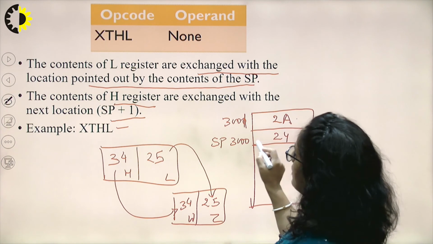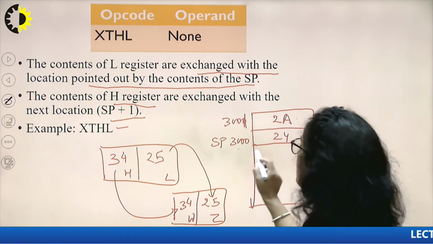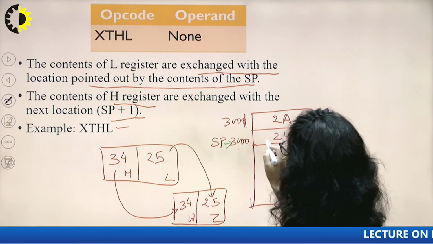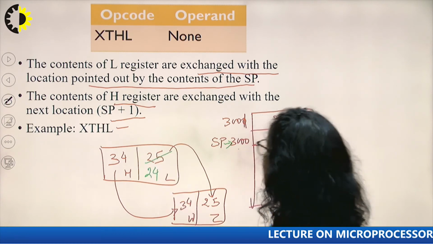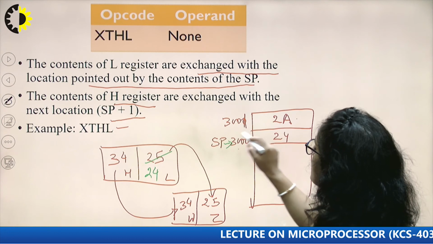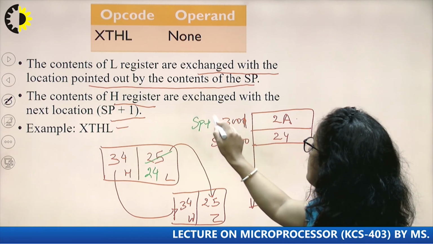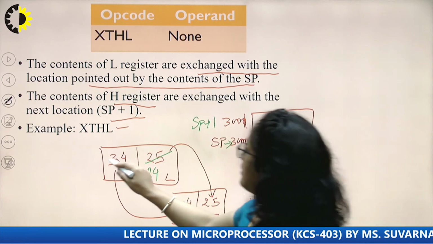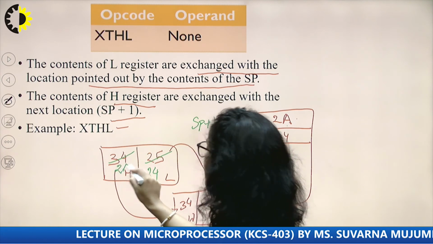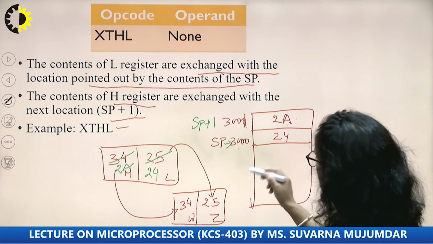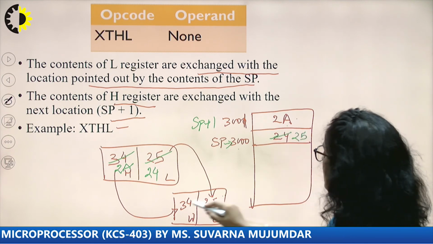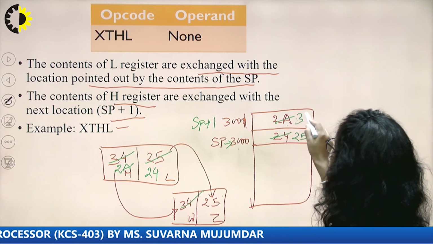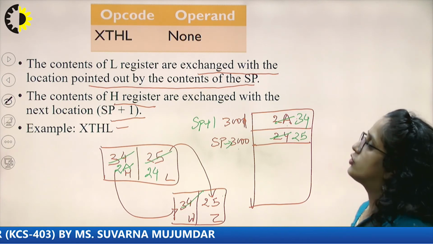Now SP is pointing to 3000 location. So the content of 3000 location, that is 24, is copied to the L register, and the content of the SP plus 1 location, that is 2A, is copied here, 2A. Okay, and now 25 and 34. So there is an exchange.